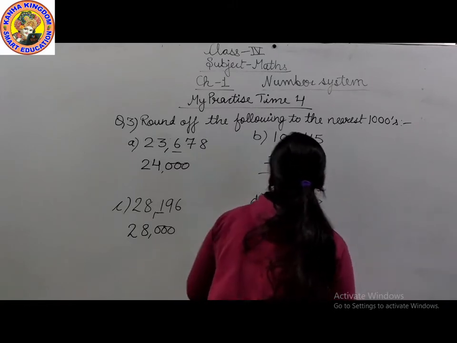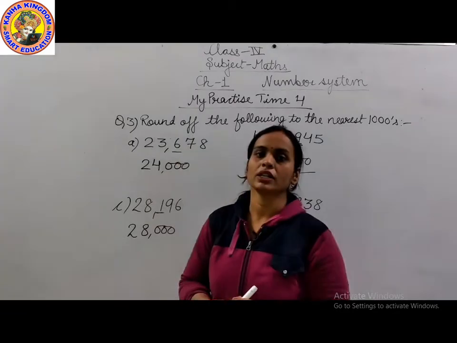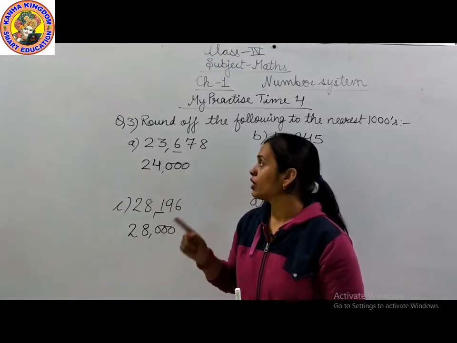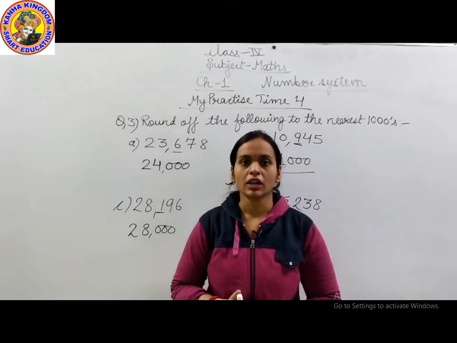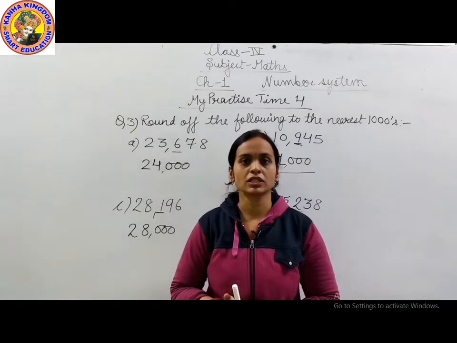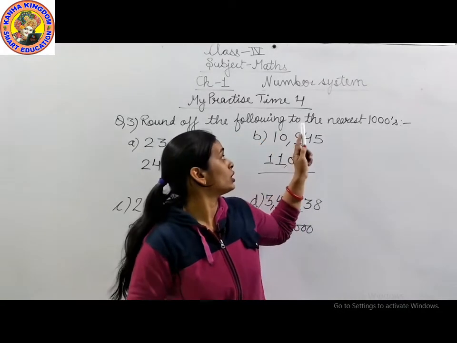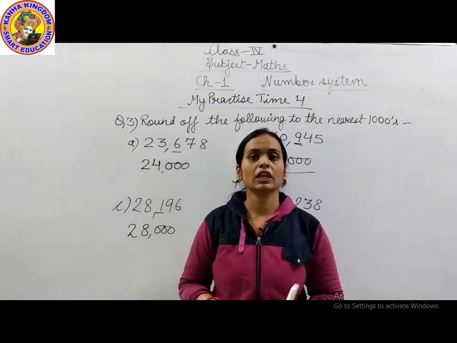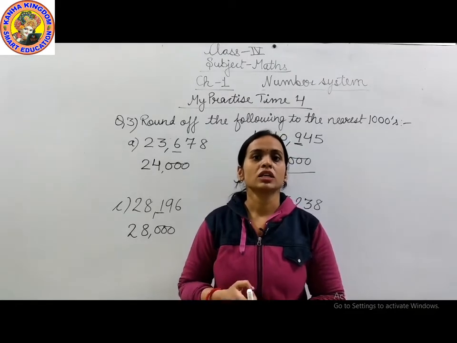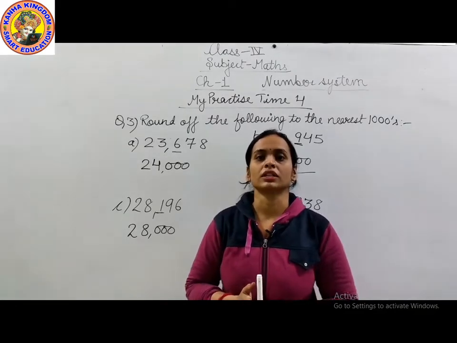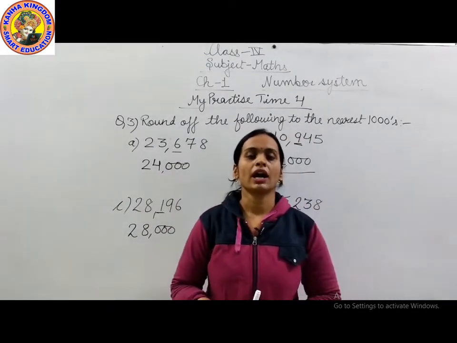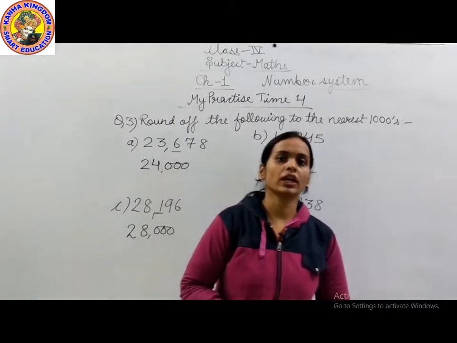3,45,000. Okay. In rounding off to the nearest 10, we look at the digit at the ones place. When we round off to the nearest 100, we look at the digit at the tens place. And when we round off to the nearest 1000, we look at the digit at the 100 place. Means we have to look at the next digit. Okay. So write down these 4 questions in your notebook and solve all the rest of the questions of MPT4 in your notebook in neat and clean writing.